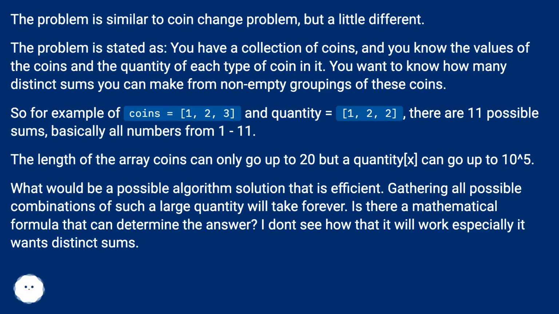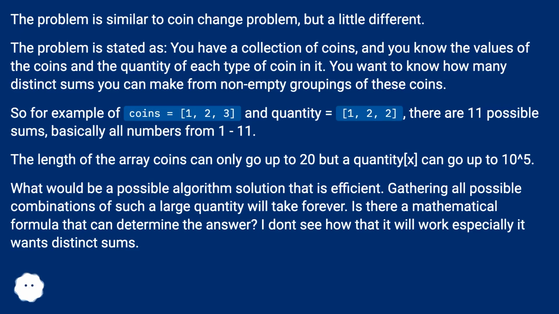So for example, if coins equals 1, 2, 3, and quantity equals 1, 2, 2, there are 11 possible sums, basically all numbers from 1 to 11. The length of the array coins can only go up to 20, but a quantity, x, can go up to 10 to the power of 5. What would be a possible algorithm solution that is efficient?